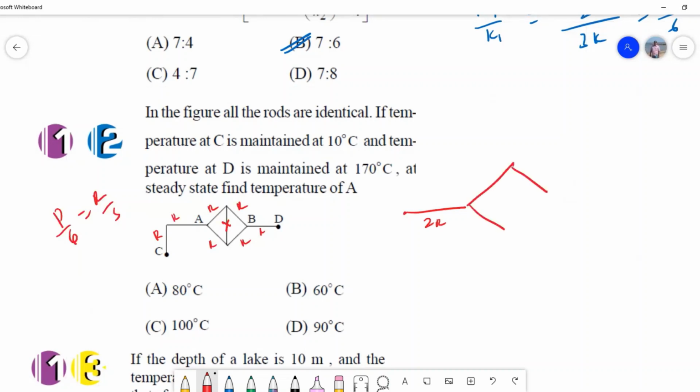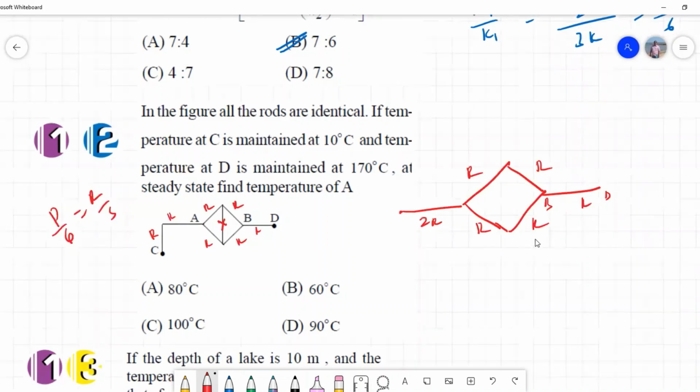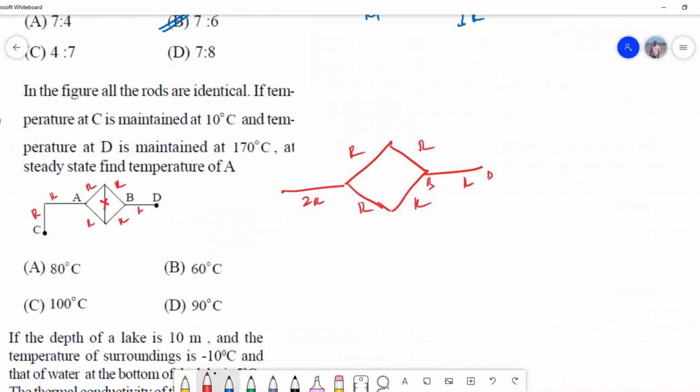And I'm redrawing the diagram. And this is B and this is D. This is R, this is R, this is R, R and R. Now we know that when thermal conductors are in series, the effective resistance will be added. So 2R and 2R. And when they're connected in parallel, the entire value also becomes R. So this is C, this is A.